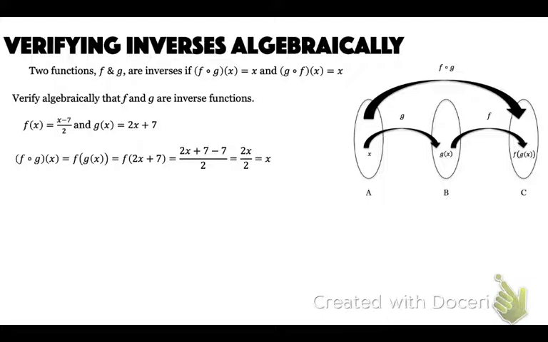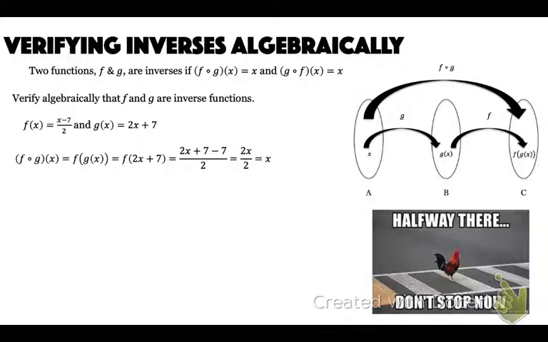So to verify these, f of g of x must equal x, and g of f of x must also equal x. If you end up with something other than x, it's wrong. Halfway there, okay? So now we have to do it the other way.